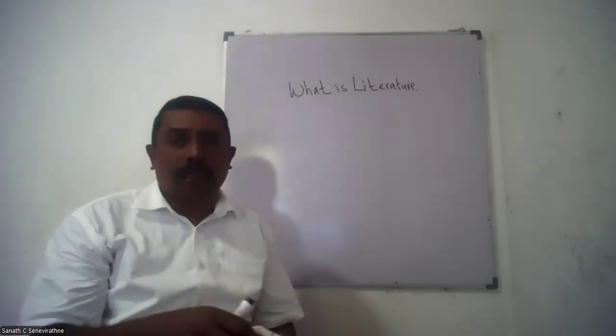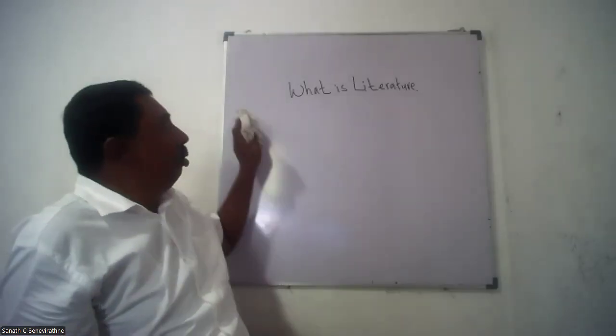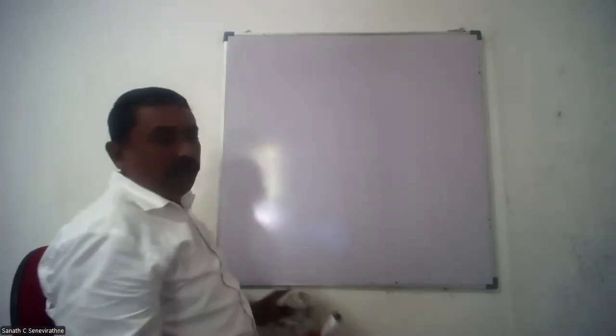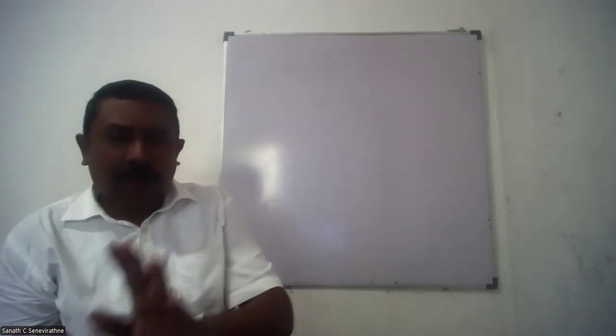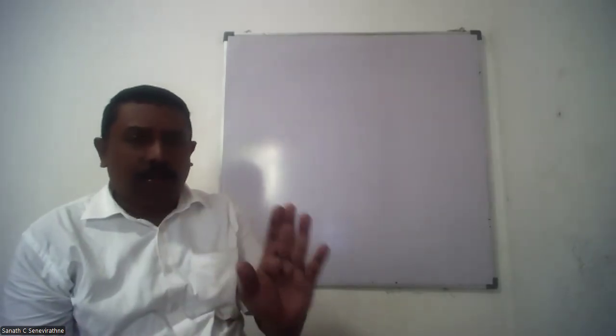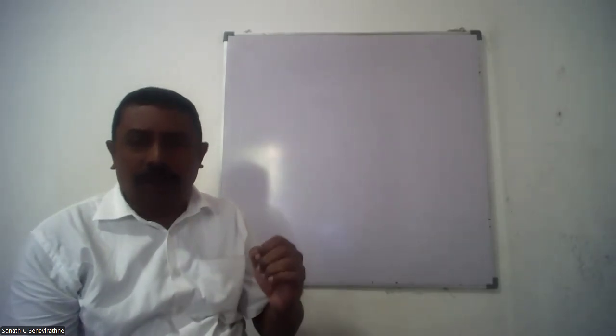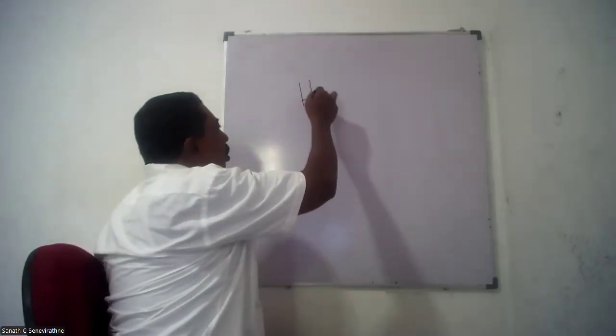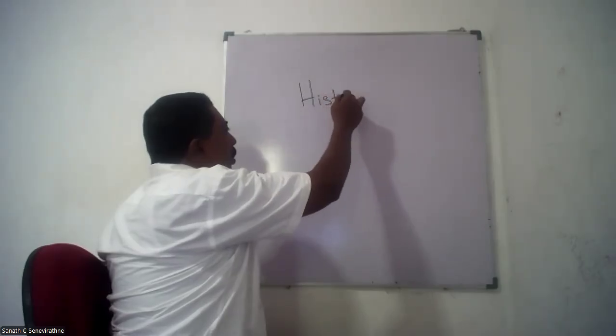When we learn English literature, we should know the history of English literature. Now, our first lesson is this. We are not going to the syllabus yet. First, we have to do something. There are some lessons: history of English literature.